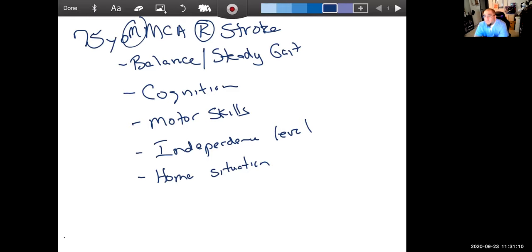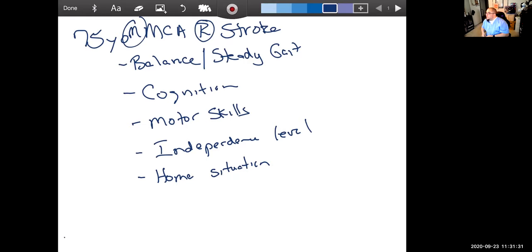So you look at this patient, they're not really steady on their feet. Their cognition's there. They're not the best, but their cognition is there. Motor skills are still weak on that affected side. So that left side is still pretty weak. Independently, they're moderate assist for most of their activities. So that means they're doing about 50%, you're doing about 50% for them.